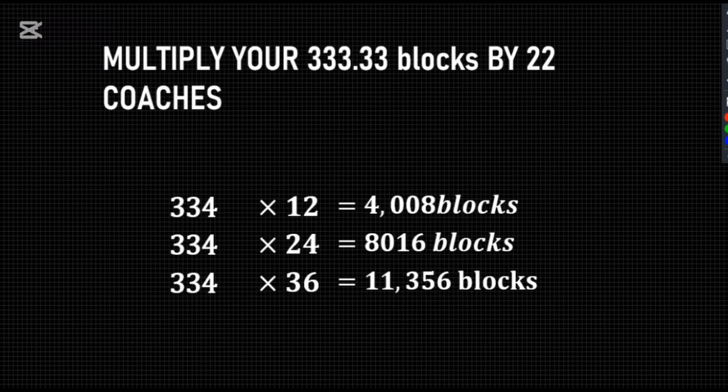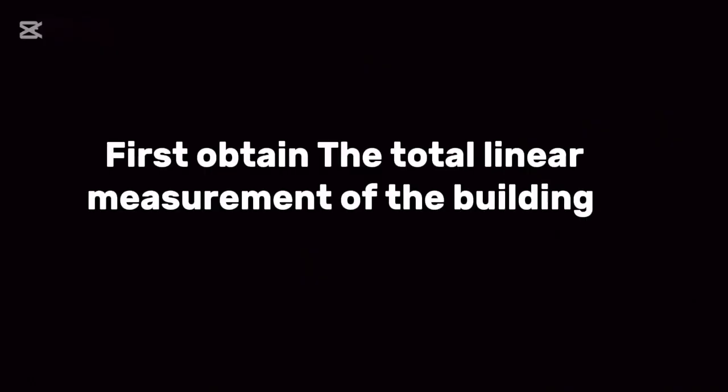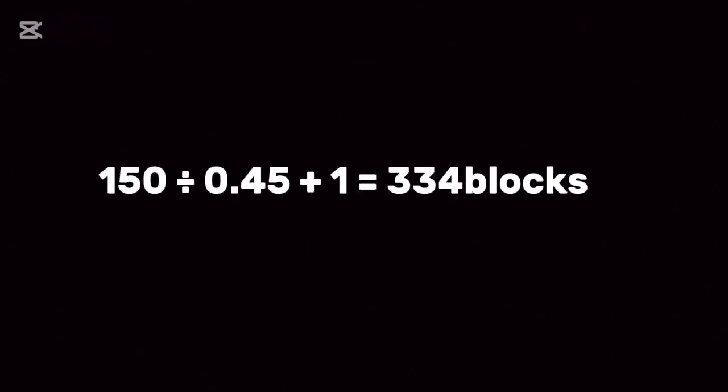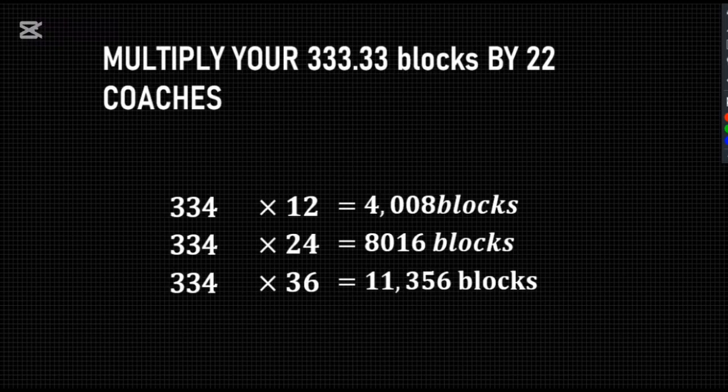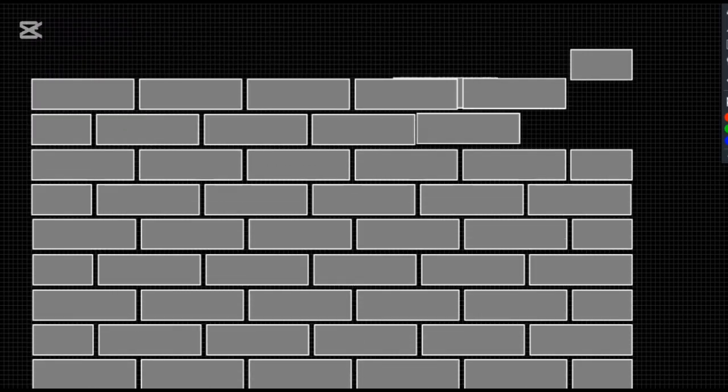So the first thing that you did was to obtain a linear measurement and calculate the blocks that fit into that length. We found 150 as the total length, divided the 150 by 0.45, and then added one. We have 334 blocks approximately. Then you calculate the number of courses in the building and multiply the first line of courses you have, which is 334, by 12 or by 24, as I've explained to you. This brings us to the end of the first method, and this is how you get the number of blocks.